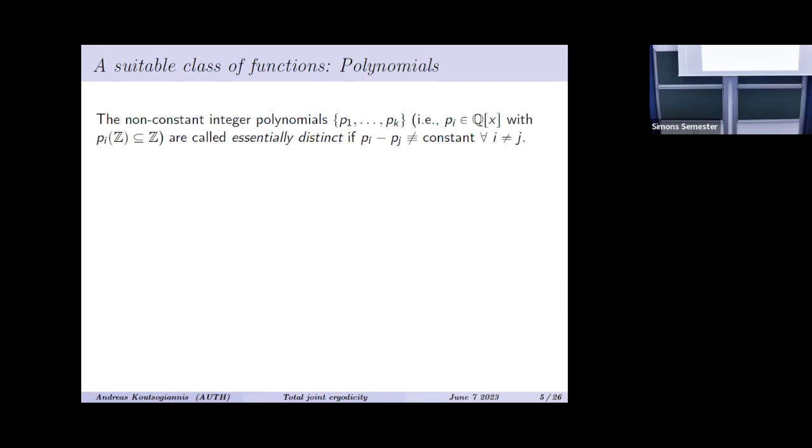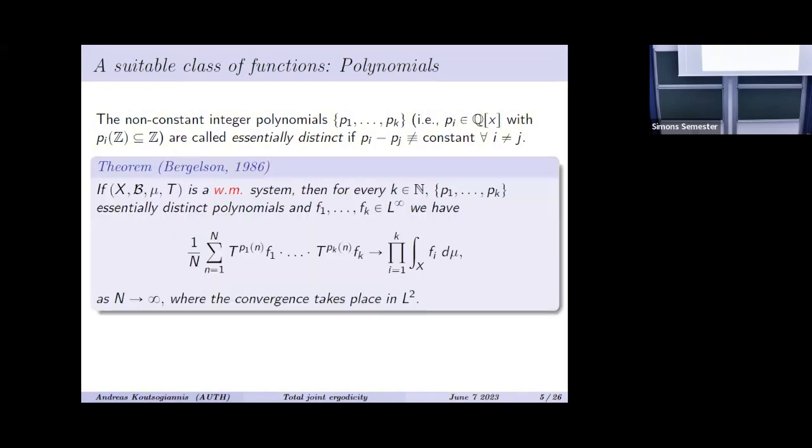Then again, the problem that we saw from Sebastian's talk: if you want to extend Fürstenberg's result to essentially distinct polynomials, and by this we mean non-constant integer polynomials, meaning your polynomials have rational coefficients and send integers to integers, essentially distinct if the pairwise differences for distinct indices are non-constant. Then you get the result of Bergelson that for a weakly mixing system, and any k essentially distinct polynomials and k bounded functions, this expression, where instead of n up to kn, which is a special case of essentially distinct linear polynomials, again converges to the expected limit.